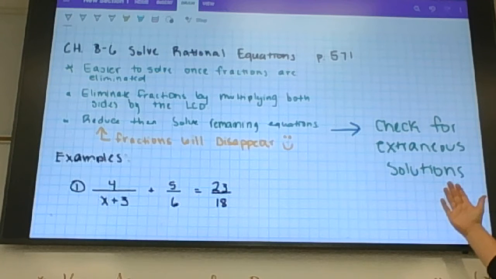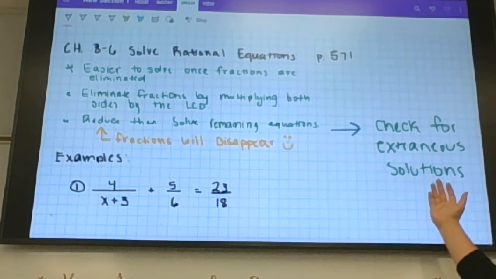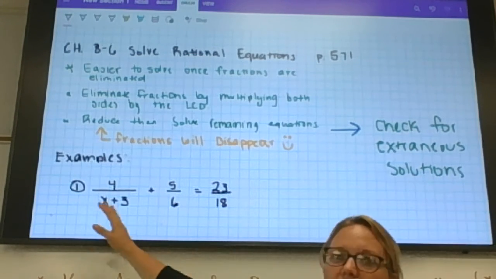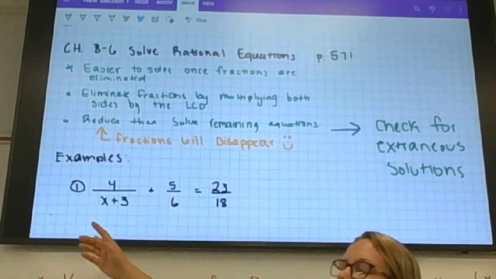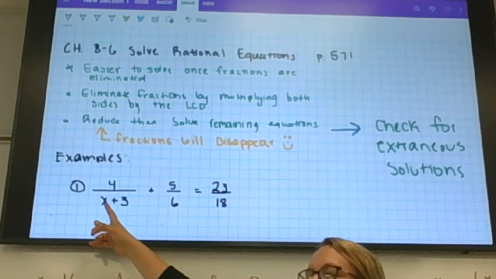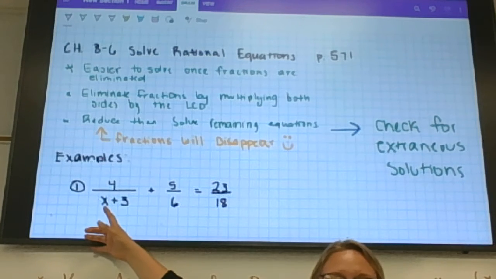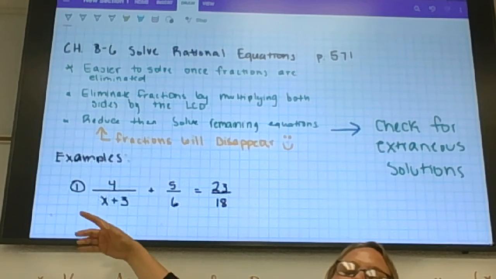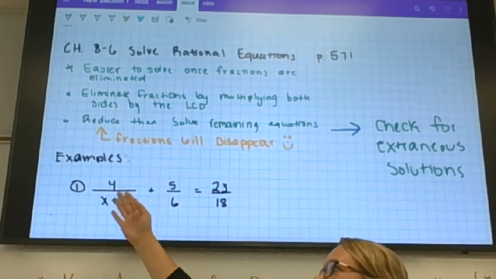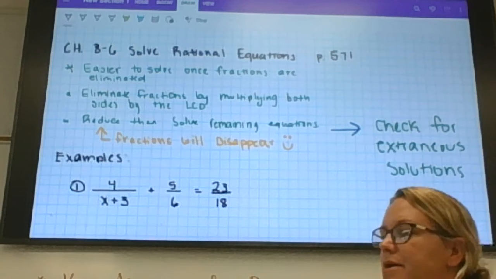Sometimes you get a solution that's undefined. You have to check for that. If I solve this whole thing, and my answer was -3, when you plug -3 in here, it creates an undefined fraction, so you would actually reject that answer. So you have to check and say, well, does this work if I put it back in the denominator?